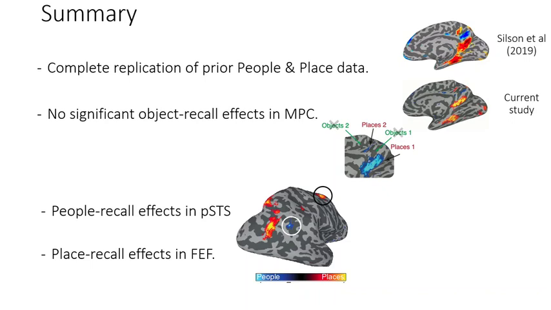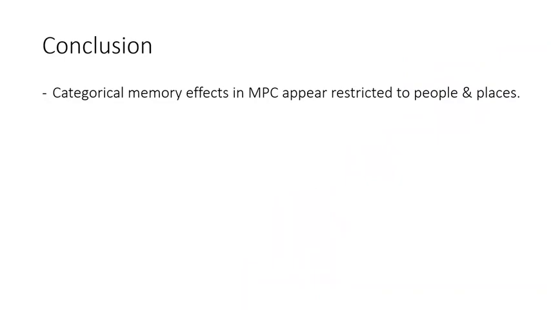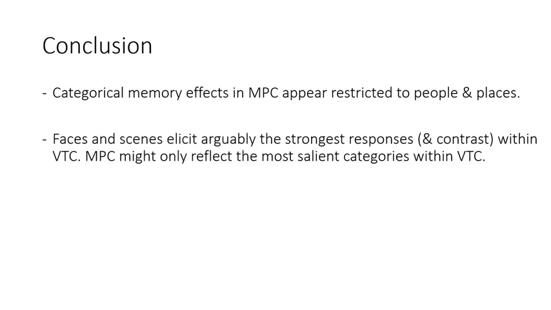Well, it's a little bit disappointing for my framework of medial parietal cortex being a mirror of ventral visual cortex, but it suggests to me that perhaps the categorical memory effects in medial parietal cortex are restricted to those to do with people and places. Now, why might that be? Well, we know that faces and scenes elicit the strongest responses in ventral visual cortex, and indeed elicit the strongest contrast in responses. And so it's possible that what medial parietal cortex is doing, if it is at all reflecting ventral visual cortex, is it's reflecting only the most salient categories represented there.